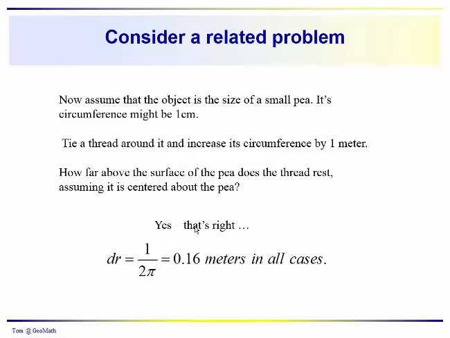Well, you got it. dr is just going to be equal to 1 over 2 pi. It's still going to be 0.16 meters. It's going to be 0.16 meters in all cases. Take that rope and stretch it around the Sun, increase its length by 1 meter, and it will float 0.16 meters above the Sun, or above the Moon, or above the electron. In fact, if it's just a dimensionless point, what we're basically saying is, what is the radius of a circle that has a circumference of 1 meter? That's going to turn out to be 0.16 meters.